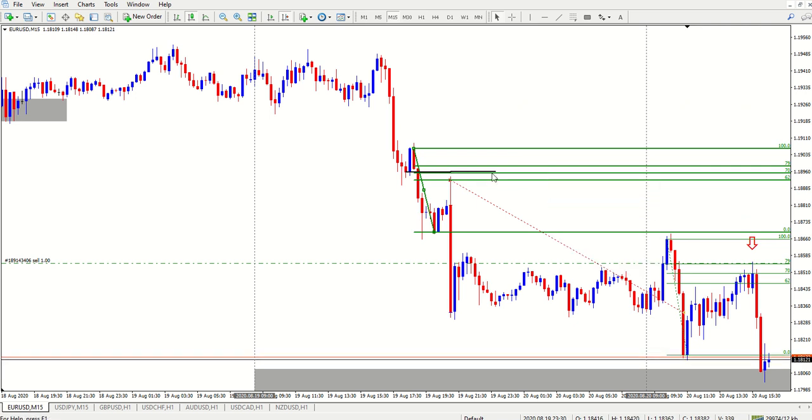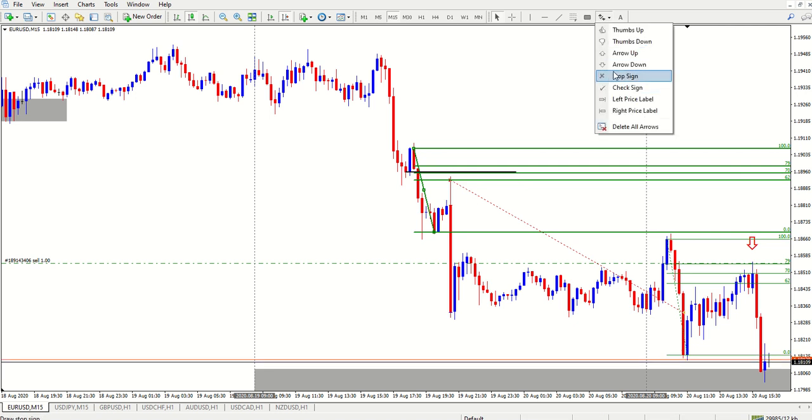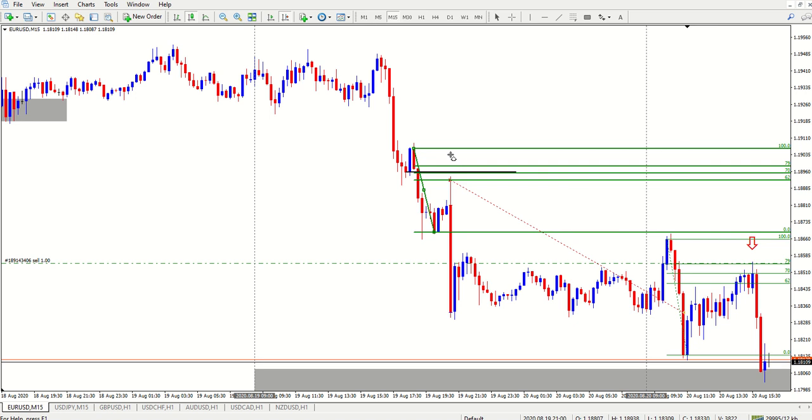Let me just remove this one. I've got another one there. But one of my orders was actually filled. As you can see, price did not make its way all the way up to the 70 and the 79. It only picked up my 62 and down she went, right? So the whole day, that's the one trade that I actually took yesterday.